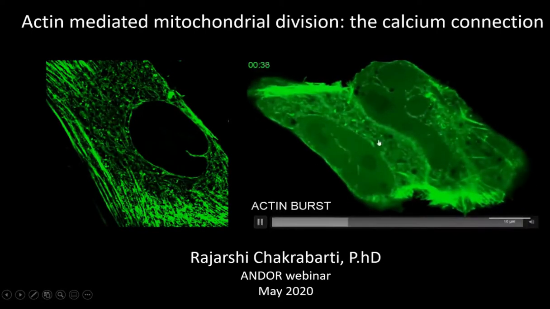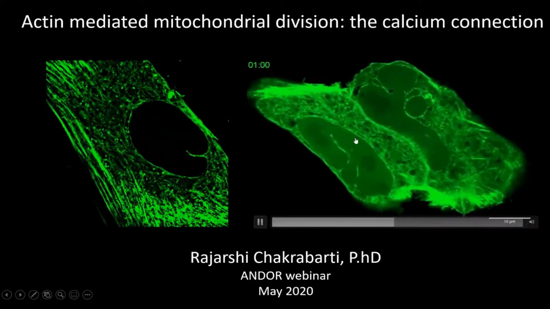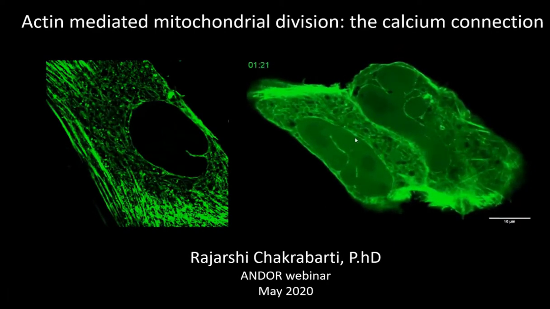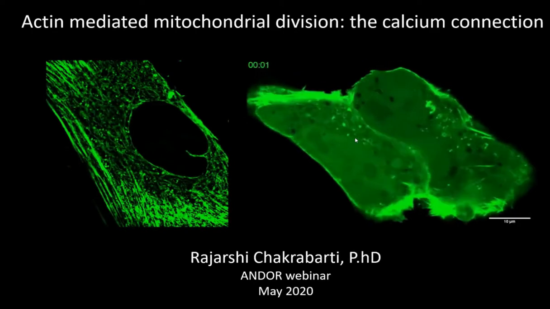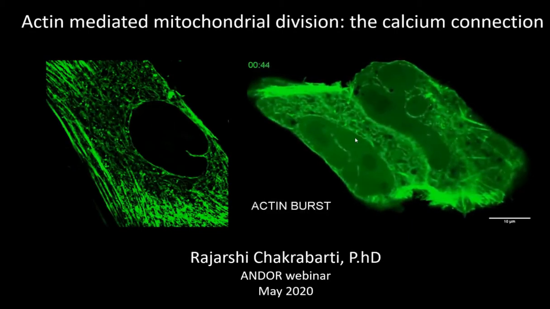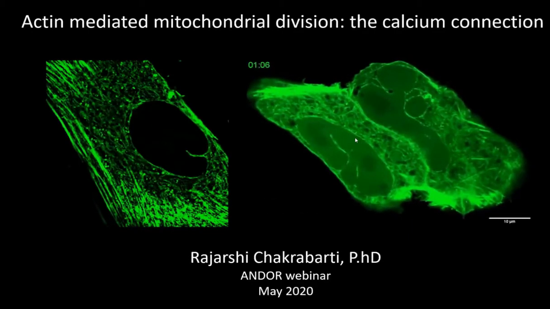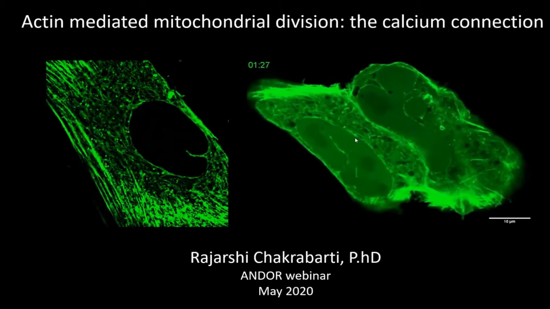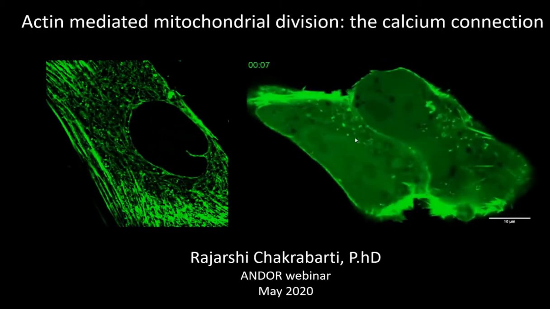And I should say that this image that you can see over here is one of the first images I took on the Andor scope when it was demoing in our lab, and this is our best image that we got, and we published this a couple of years back. So I'll start with introducing the first two main players in today's talk, actin and mitochondria.